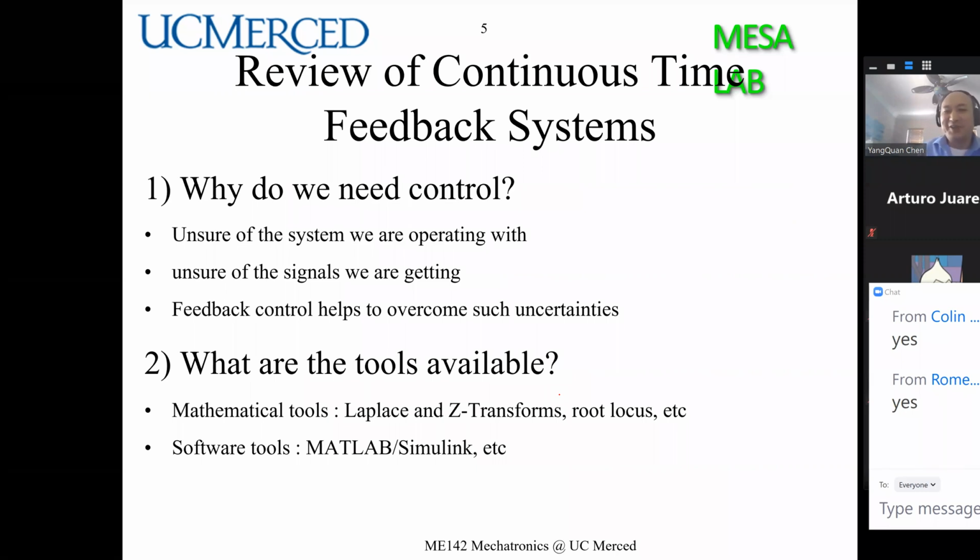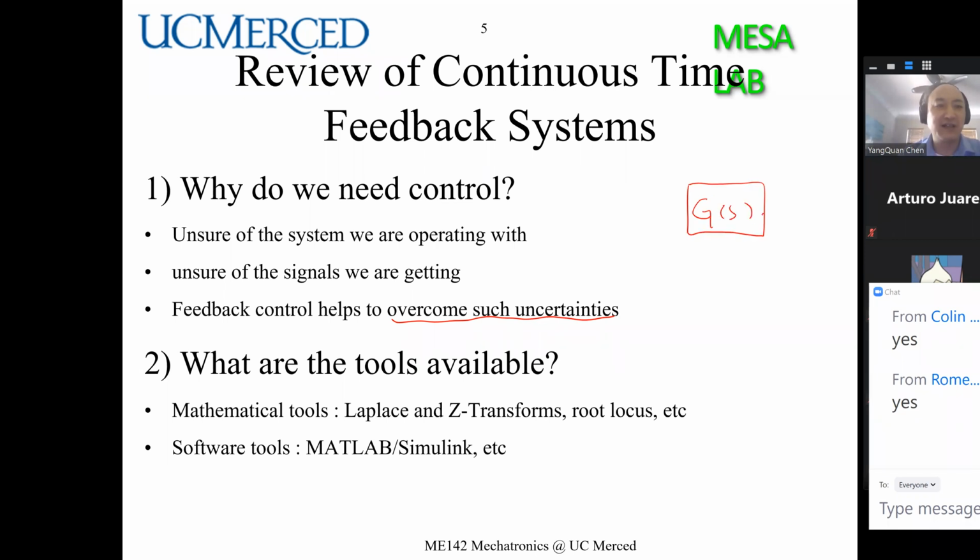So why do we need control? The control is that we are going to make the system behave as what we want. Because we have some uncertainties in the system, we need to overcome them, and we are unsure of the signals we are getting. Feedback control helps us overcome those uncertainties. In fact, feedback control is to attack those uncertainties.